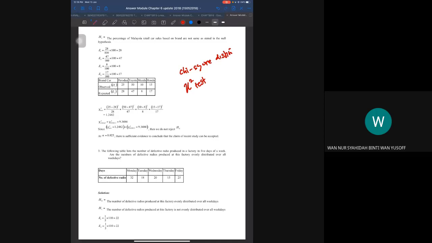So the decision is based on the right tail test only. It is related also to the chi-square, which must be positive. So it is right tail test only for the whole chapter 6.